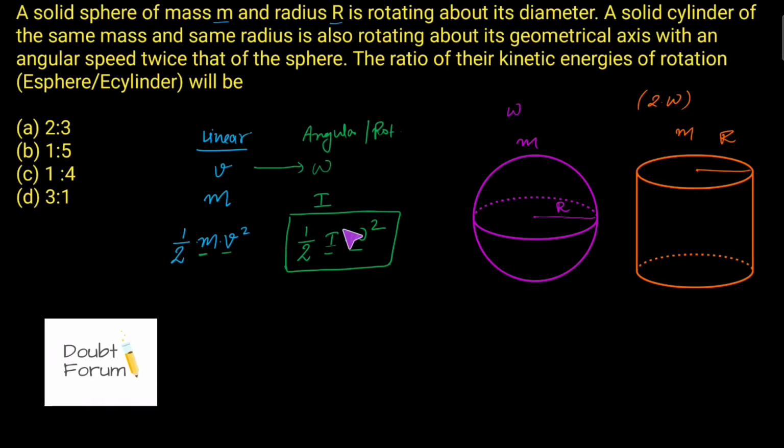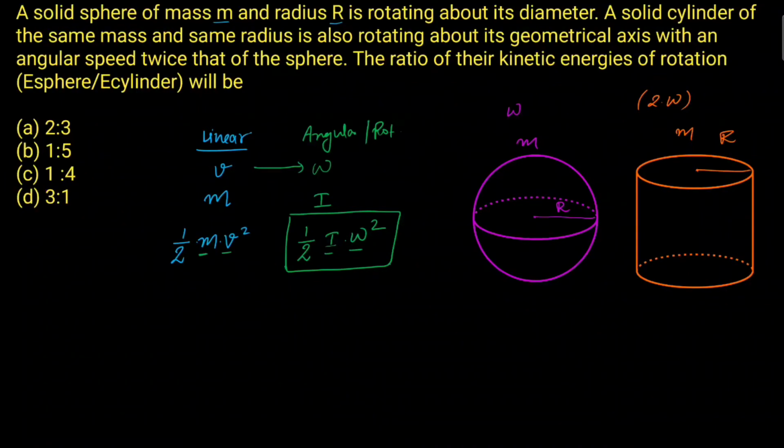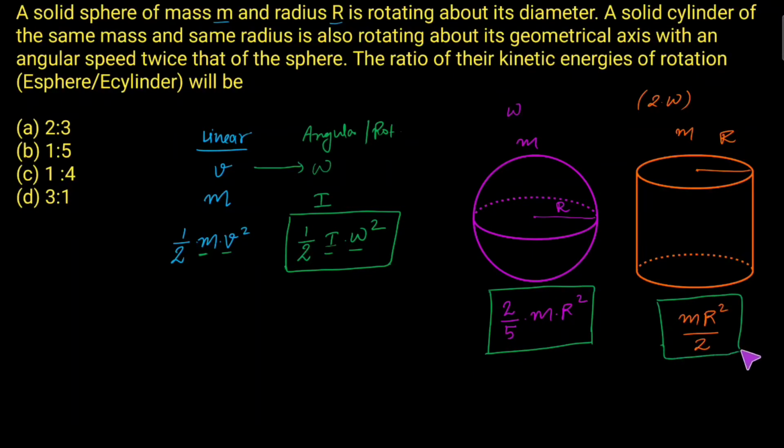Now the next thing which we require to find the rotational kinetic energy is the moment of inertia. The moment of inertia of this sphere about its diameter is given by 2 by 5 m r square, and the moment of inertia of this cylinder about its geometrical axis is given by m r square divided by 2. In this video, I am just using these formulas, not deriving them. For the derivation, I have prepared another video; the link will be provided in the description. If you are curious about these formulas, you can refer to that link.